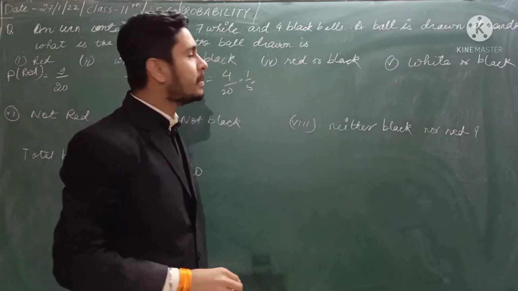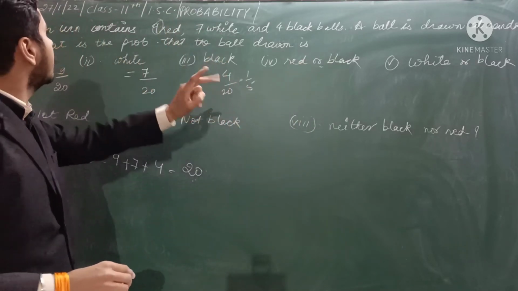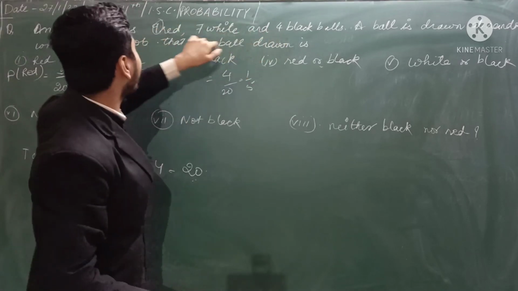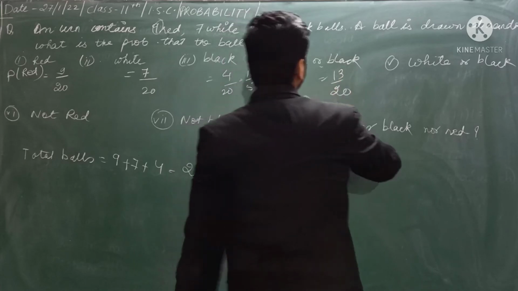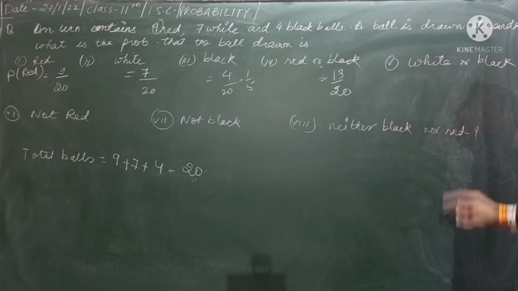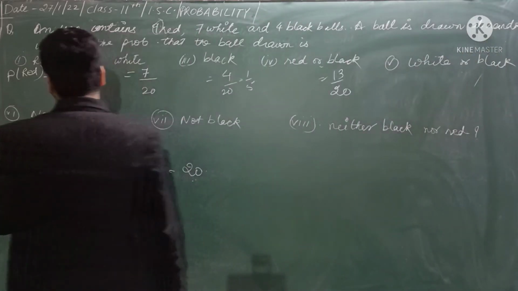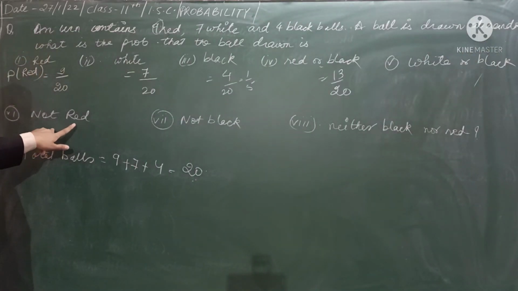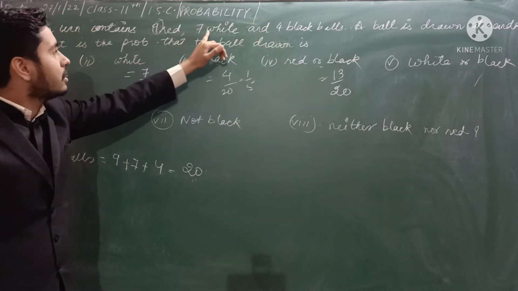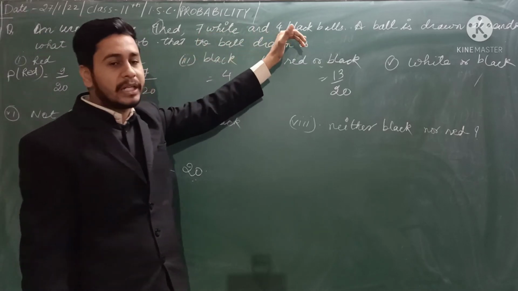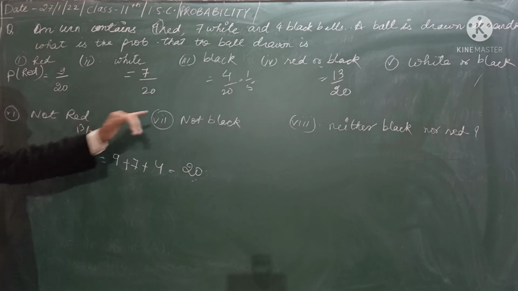Red or black. What do you mean by red or black? This is an OR case, that means we need to consider both. Red is 9 plus black 4 is 13, so its probability will be 13 by 20. White or black means white and black, you answer this. Not red. What do you mean by not red? That means red should not be there, so these two are acceptable: 7 plus 4, 13, so 13 upon 20.